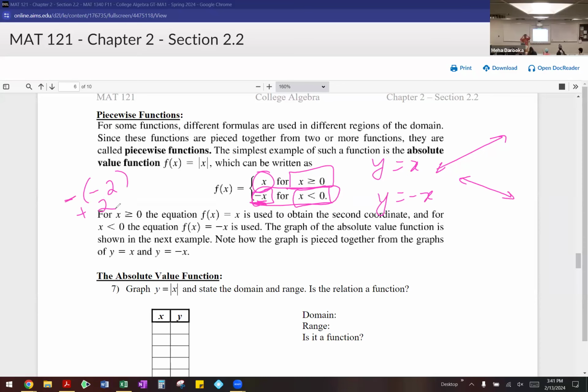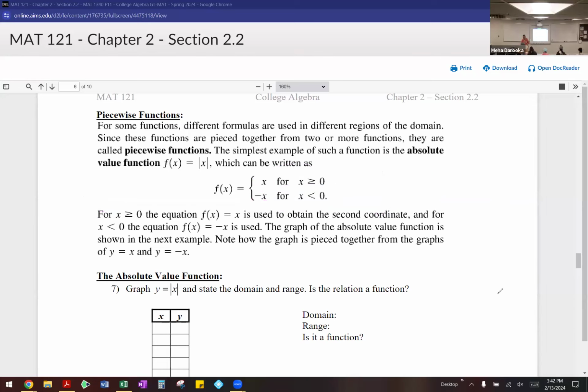So like I said, we don't normally think of absolute value as being a piecewise function, but it is because it's defined differently over the domain. So for x from 0 to infinity, it's defined as just x. But if you are on the negative side of the x-axis, you're defined as negative x. And of course, we'll look at some other examples over here.